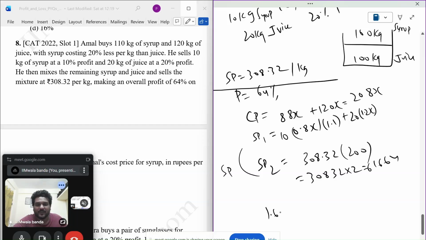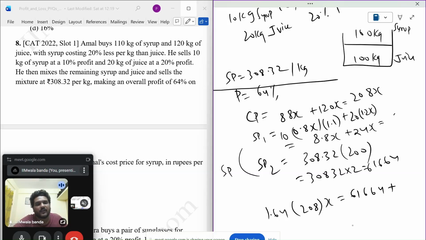So SP1 plus SP2 is the total selling price, and we have cost price, and we have overall profit. So 1.64 into cost price, which is 208x, is 61664 plus whatever this is, 8.8x, right? Plus 24x, or 8, 9, 11, 12, 32.8x.